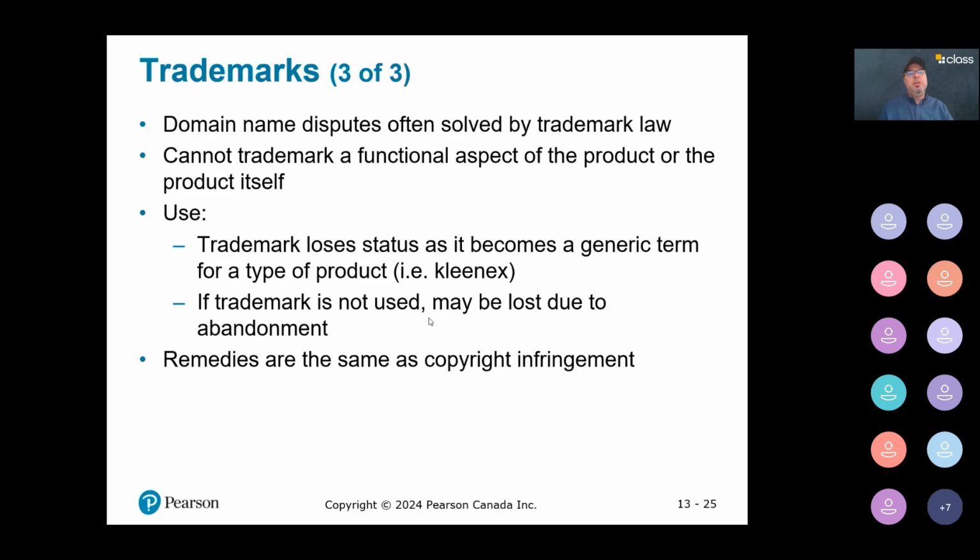Now, remedies here for infringement are similar to copyright. So you have an injunction, you have an order, you have damages, you have punitive damages.